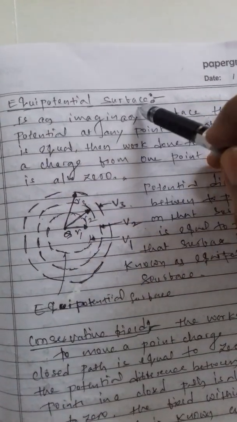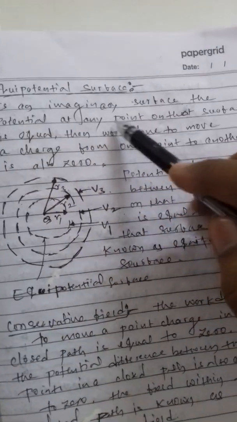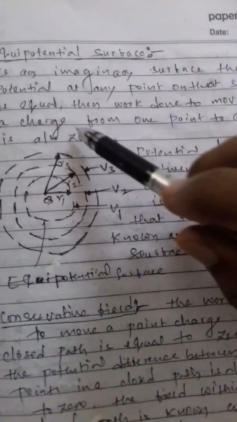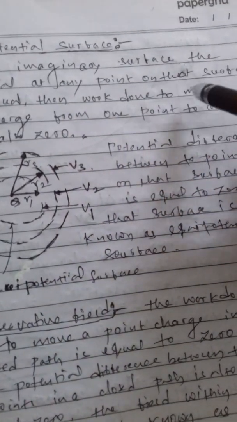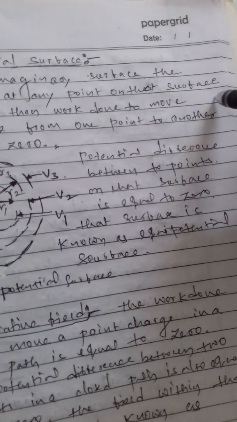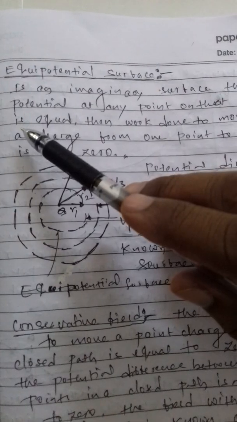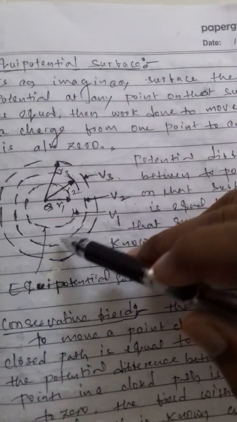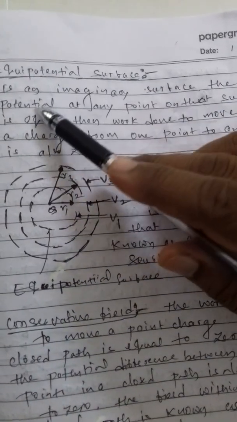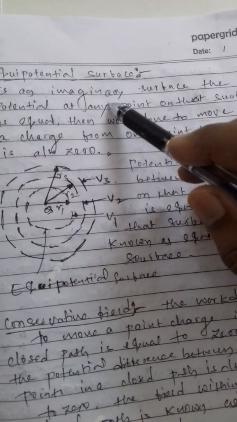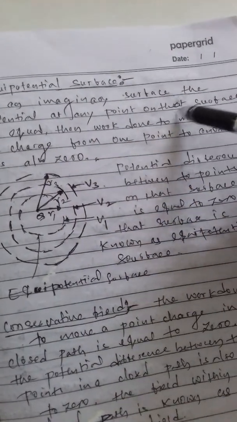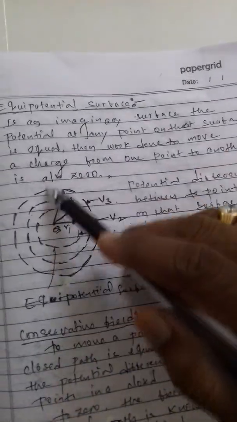The equipotential surface is an imaginary surface. The potential at any point on that surface is equal.